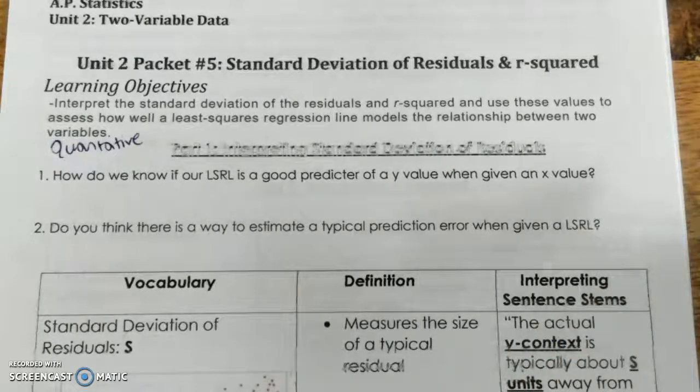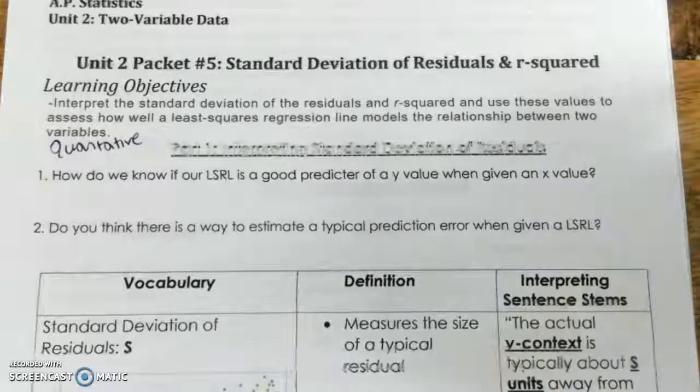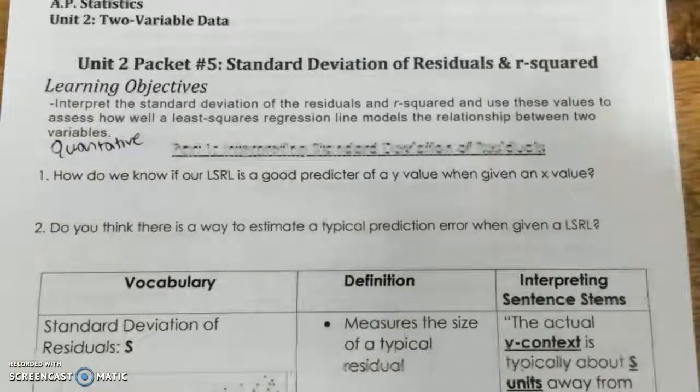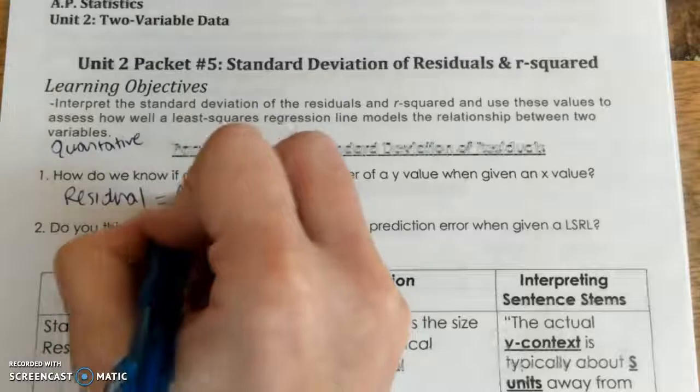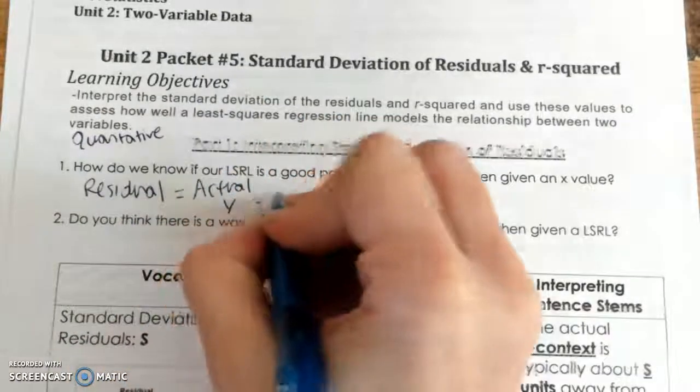All right, so number one, how do we know if our LSRL is a good predictor of a y value when we have a given x? So think about something. I've got a model, right? I've got an equation, and I plug in an x value to predict how my y value is going to be. How do we know if it was a good prediction or not? We compare it to the actual, right? So when we've compared it to the actual, and we see how far away from the real number it is, that's how we calculate a residual, right? Remember, our residual is our actual y minus our predicted y.